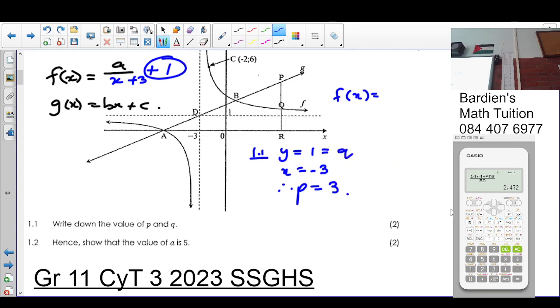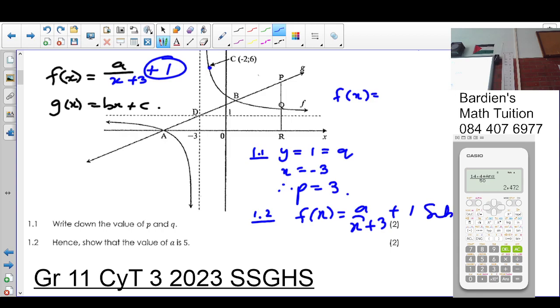In 1.2 it says show that a is equal to 5. So my equation now reads f of x is equal to a over x plus 3, plus 1. In order to calculate a, I must substitute a point that's lying on this hyperbola graph, which is c. That's the only point that I know of that we can use to calculate a.